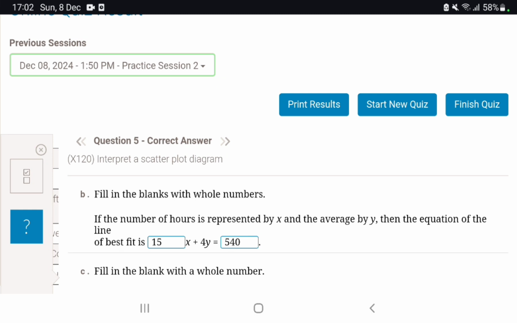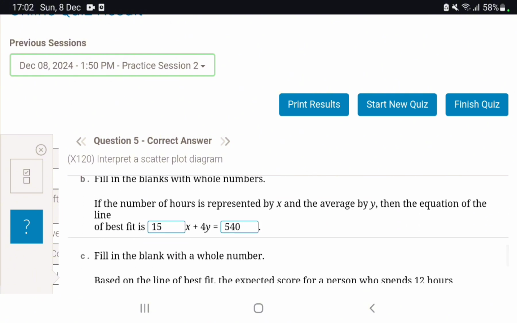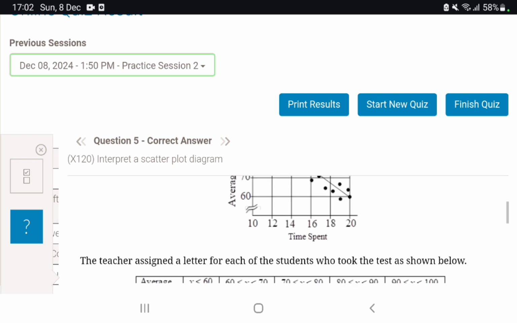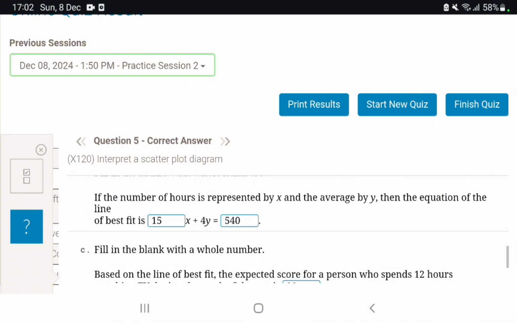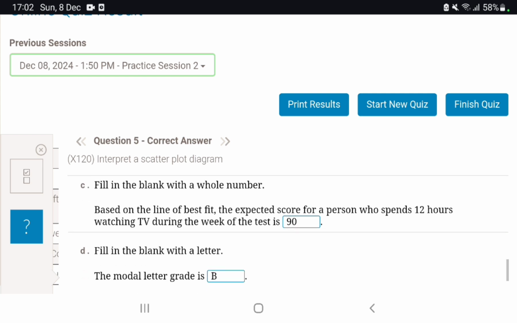because they are asking for 4y. So then we substitute x and y by numbers on the line. So we substitute x by 20 and y by 60. And then if we substitute, we get that b is 540.